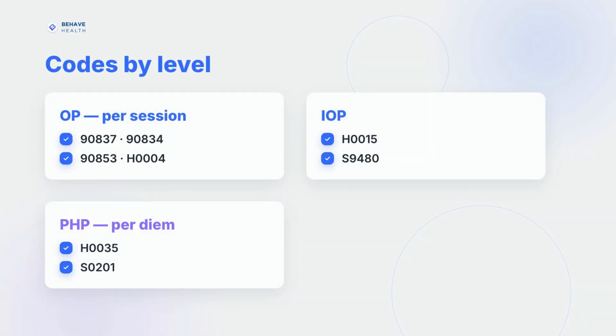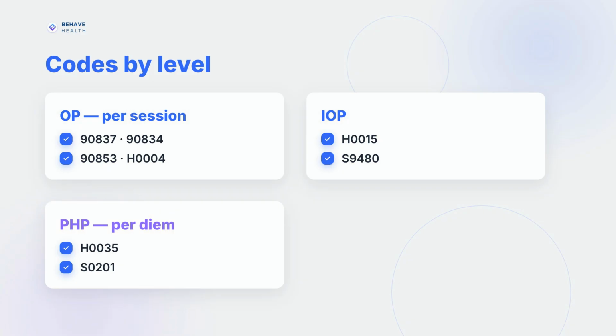Each level bills differently. These codes are commonly used but not exhaustive. Verify current coding guidance with your billing team or payer. Standard outpatient typically bills per session. Individual psychotherapy codes 90837 and 90834. Group psychotherapy 90853 and H0004 per 15 minutes.